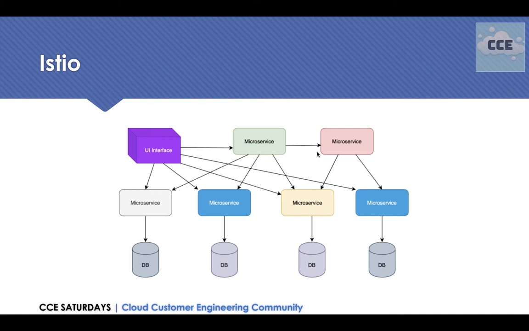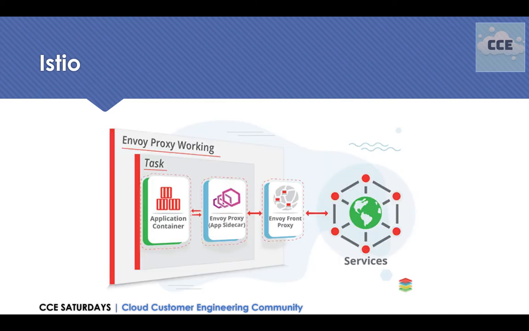It achieves this by injecting another container in the same application pod in the Kubernetes platform, and this is called the sidecar. In Istio terms, the sidecar is called Envoy. I'll talk about it in a bit. So Istio is injecting another container in the same application pod running in Kubernetes, and as I said, this is called Envoy or a sidecar.